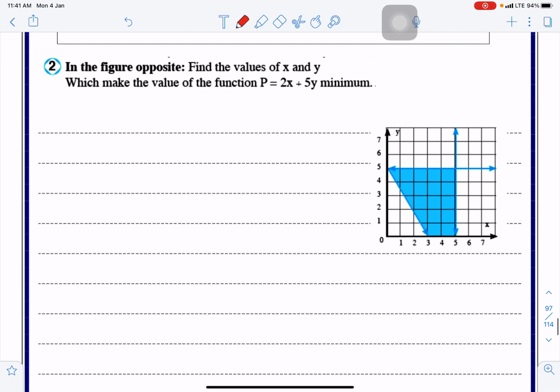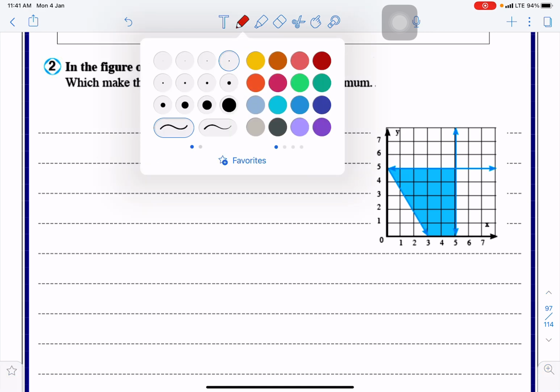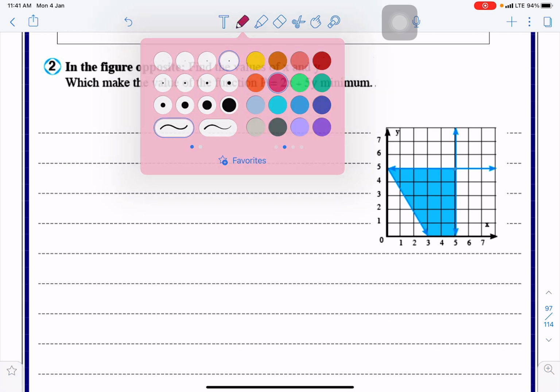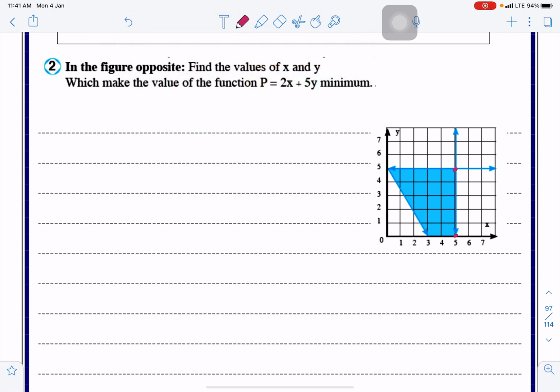Okay, in this figure, find the values of x and y which make the value of the function minimum. The points of intersection of this graph are: this point equal 3 and 0, this point 5 and 0, this point 5 and 5, and this point 0 and 5.